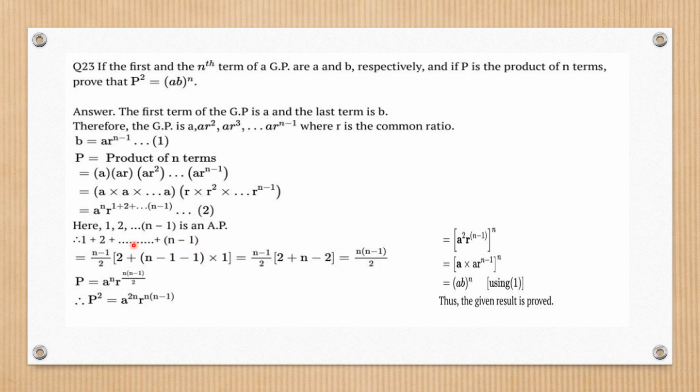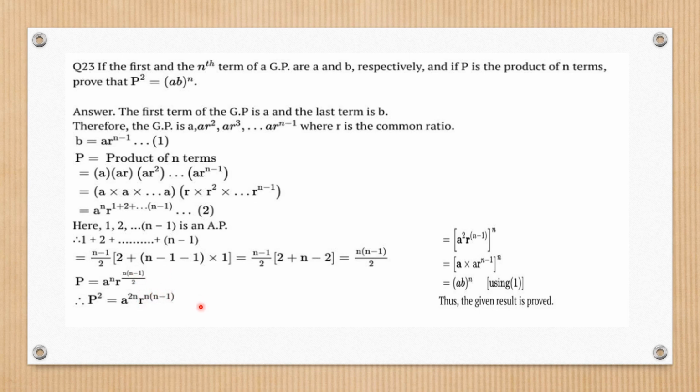Okay, so this becomes your n into n minus 1 by 2. So what does it become? P is your a raised to power n, r raised to power, this sum is your n into n minus 1 by 2. Now I need to find P square. P square will be squaring both sides. This is a raised to power, now square of this will be a raised to power 2n, and of r will be, this 2 cancelled, so it is just n into n minus 1. Okay, so this is your P square.